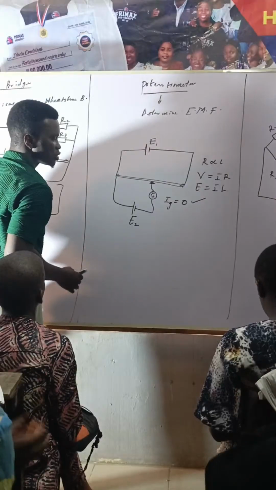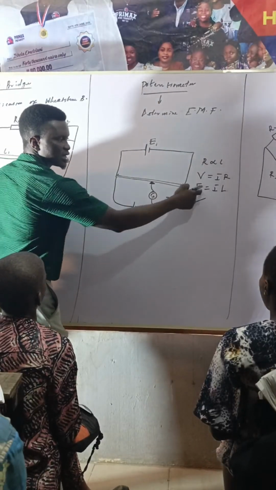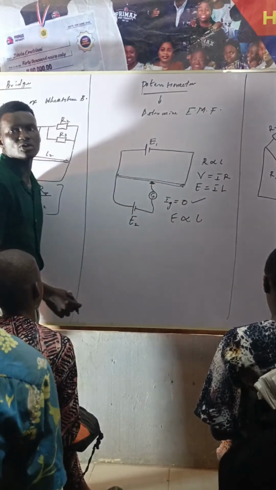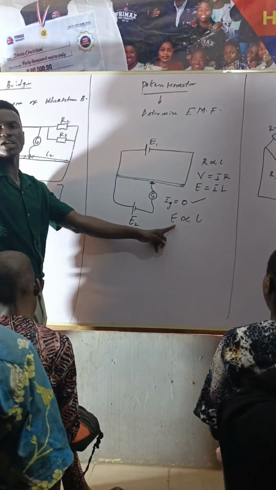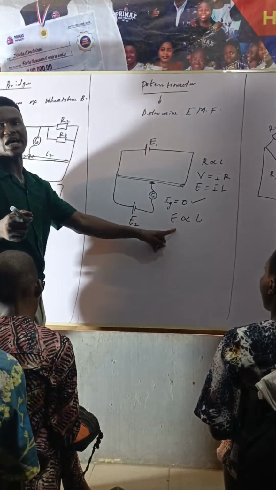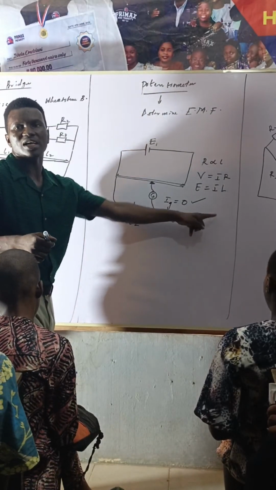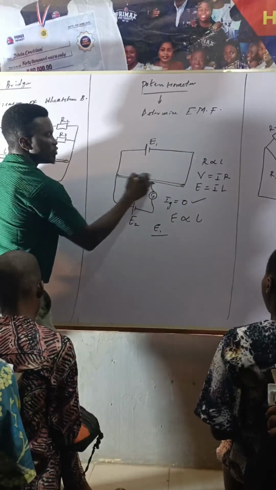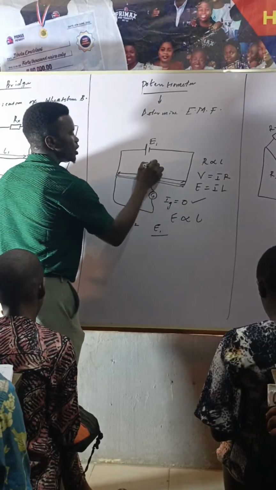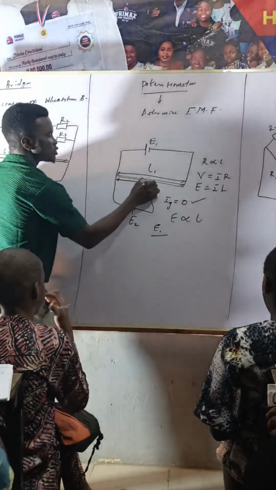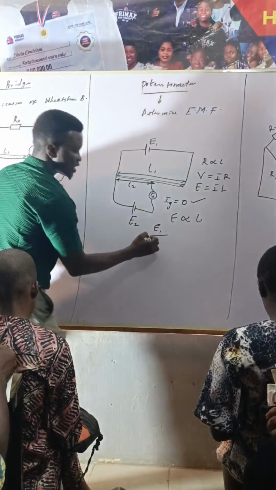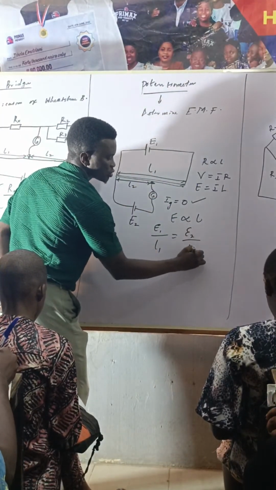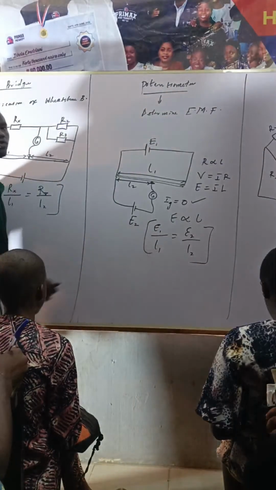So at the end of the day, since E is directly proportional to L, just like E is directly proportional to R, this answers that lady's question again, that potential is directly proportional to resistance depending on the condition. Let's say from here to here it's L1, and from here to here is L2. So you can say E1 over L1 is equal to E2 over L2. This is the formula to solve for the EMF.